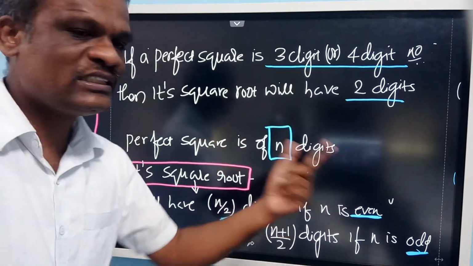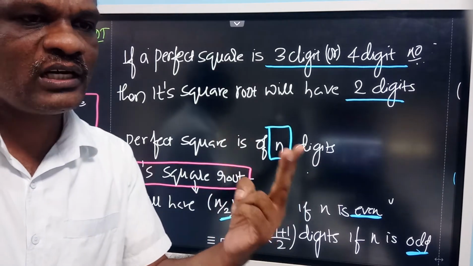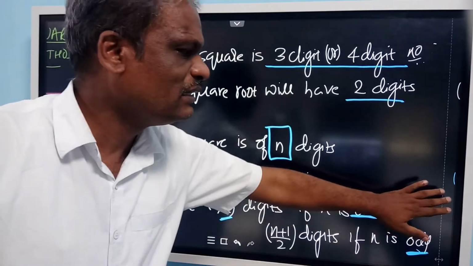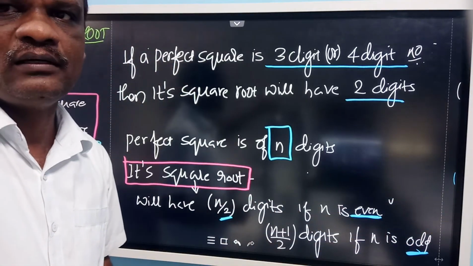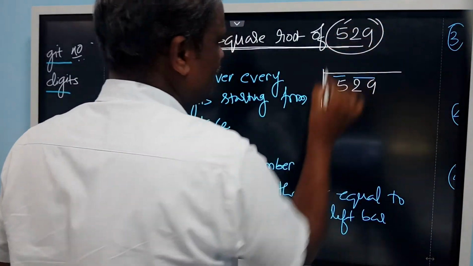A 2 digit square number will have a square root of 1 digit. A 4 digit square number will have a square root of 2 digits. Keep that in mind. This will help you to find the square root by the division method. Take one example, finding the square root of 529.